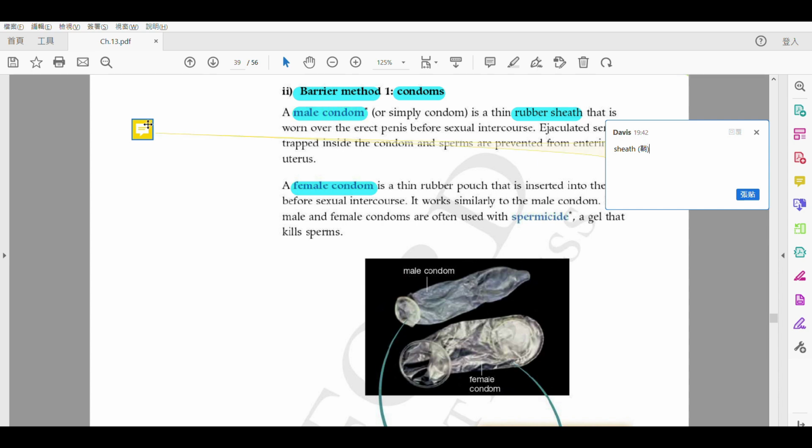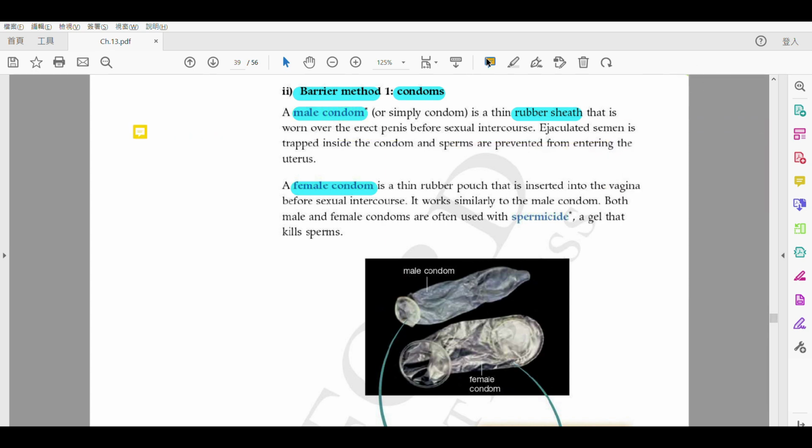Yes, this one. It's like a rubber sheath, a rubber pocket, so it wraps. It is worn over your erect penis before sexual intercourse. It can also be wrapped around the penis, or inserted into the vagina before sexual intercourse. In the end, the semen is trapped inside the condom, and sperms are prevented from entering the uterus.